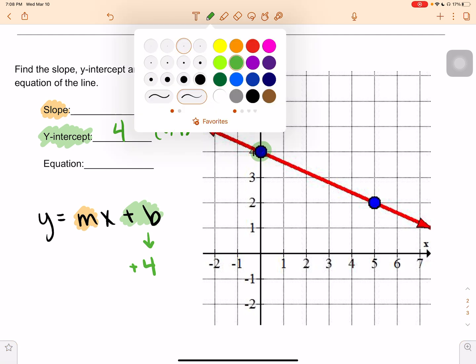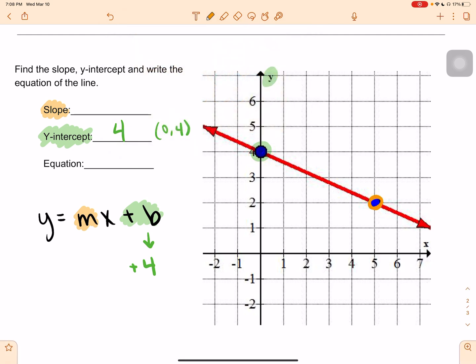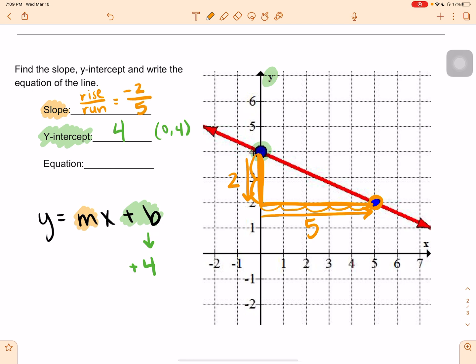Now this one's really nice. They give you the other lattice point you can use. So if we go down and to the right to create that slope triangle, now we can determine the rise over run of slope. Our rise, we go down 2 and to the right 5. So we go down 2 and to the right 5, and I count the jumps, right? 1, 2, 3, 4, 5. 1, 2. That's how I got 2 and 5. So my rise was down 2 and my run was over 5.